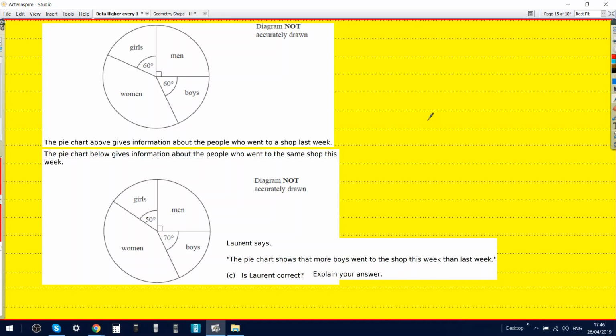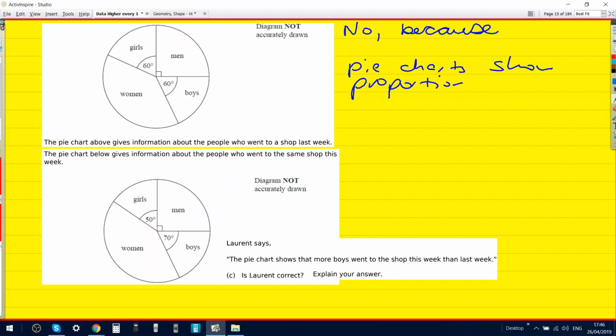Lauren is correct. No, she's not correct. Because the girls, actually, wait. What would you say? Because we don't know the number of them. Yes. The overall number of people in the bottom pie chart. Yeah. Pie charts show proportion, not population.